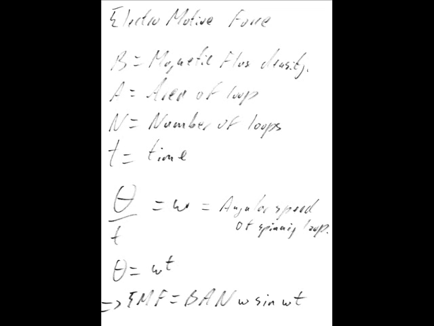velocity, omega, times the time the loop is spinning for, t. Complicated, I know, but complete. Electromotive force on a loop is equal to BAN omega sine omega t.